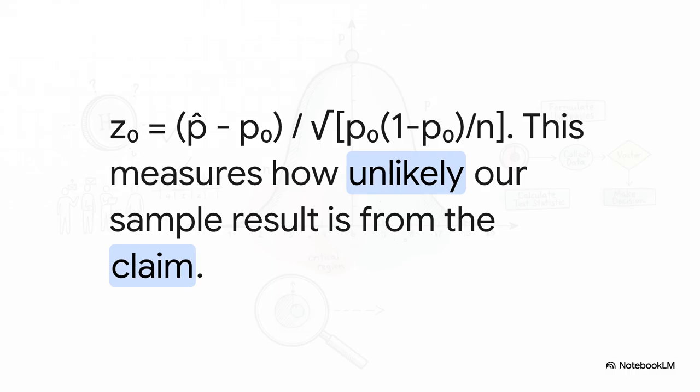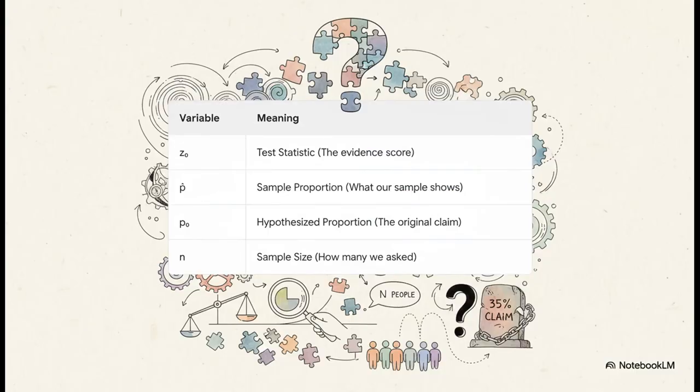The part on top, that's just the difference between what our sample showed, p-hat, and what the company claimed, p0. The bottom part just puts that difference into perspective. We're basically just asking how many standard units away from the claim is our sample result. That's it. Think of this as the legend on our treasure map. Z0 is our final evidence score. P-hat is what our sample actually told us, p0 is the original claim we're testing, and n is simply how many people we talked to. See? Every single piece has a job to do in solving this puzzle.